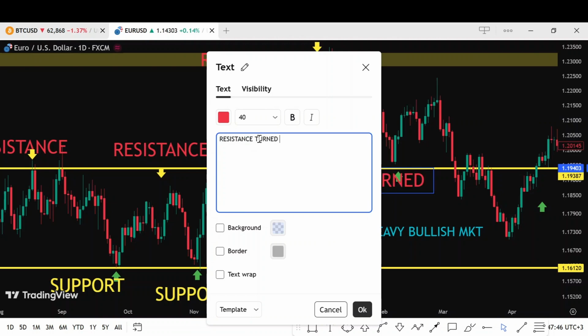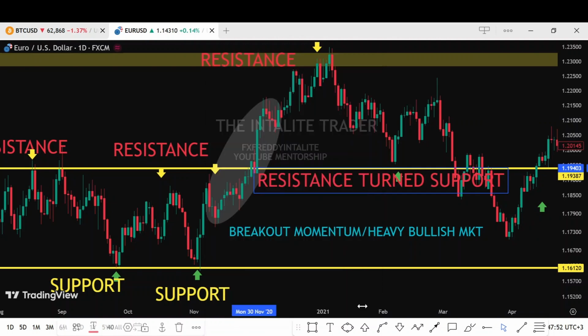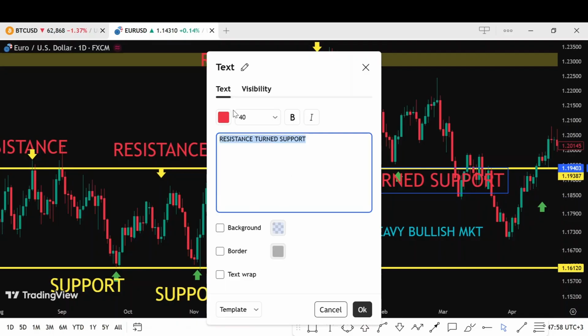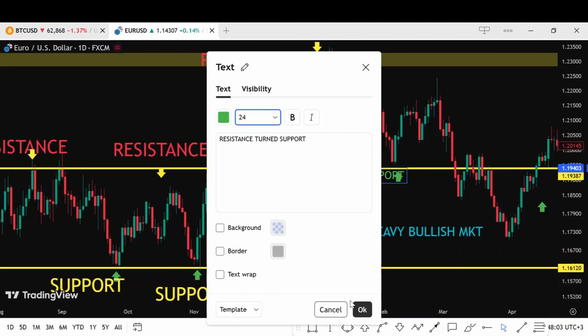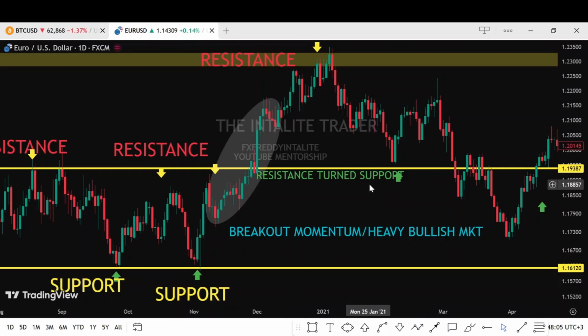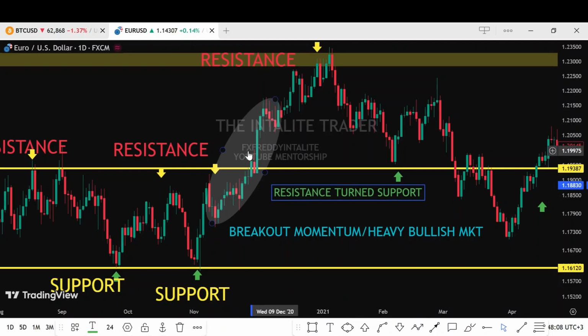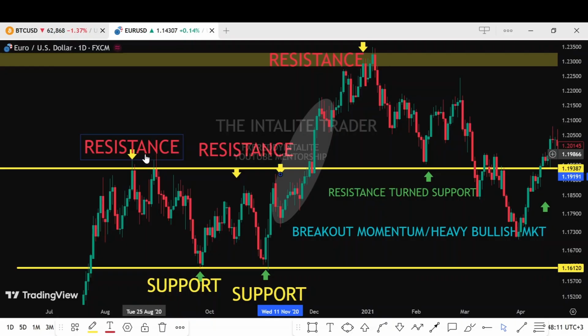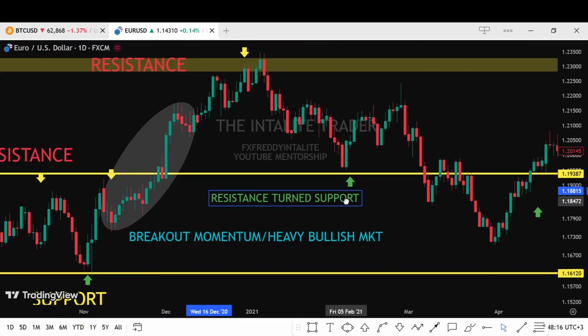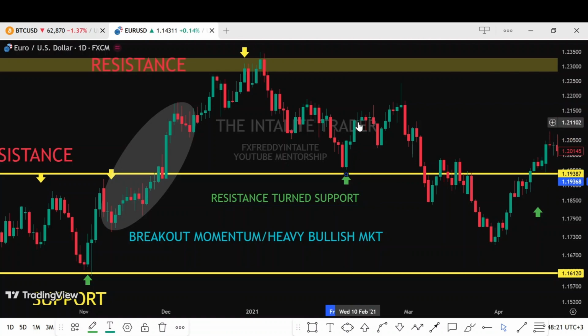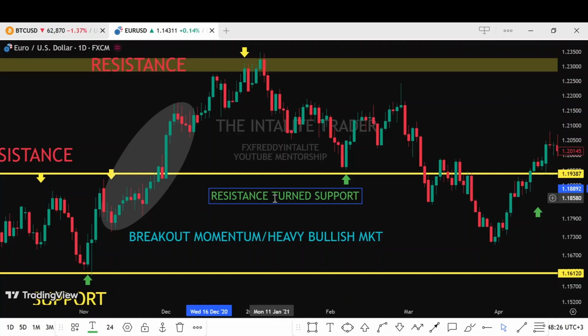Resistance turned support. So the previous level that resisted, let's give this a different color to understand better. This level here that resisted price in the past, this was resistance. Resistance turned to support. This price turned into support here.